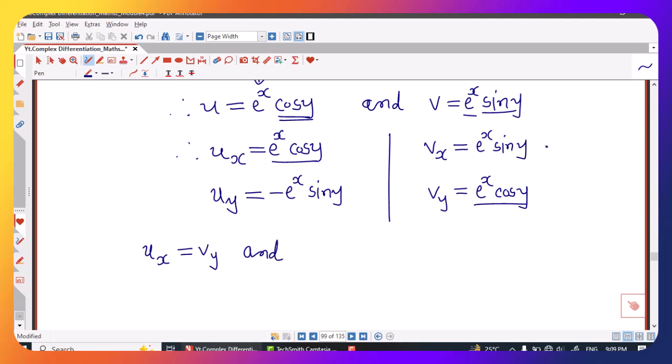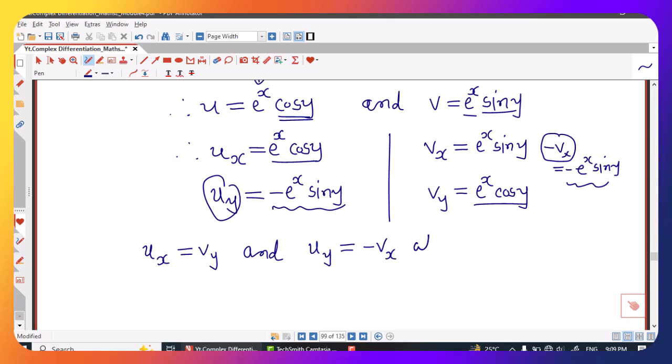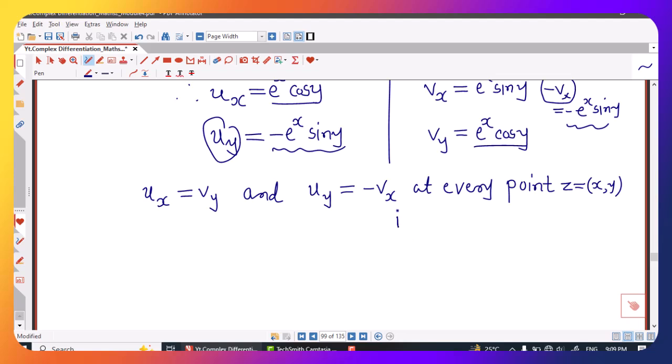Similarly, if we consider negative of vx, we have minus e raised to x sin y, and here also we have minus e raised to x sin y. So we can say that this minus vx and del u by del y are also equal at every point. So we can write that these two are equal at every point, denoted by z equal to ordered pair xy in the complex plane, or we can simply write in the plane. Whenever we write that something is true in the plane, that means we are in the complex plane.